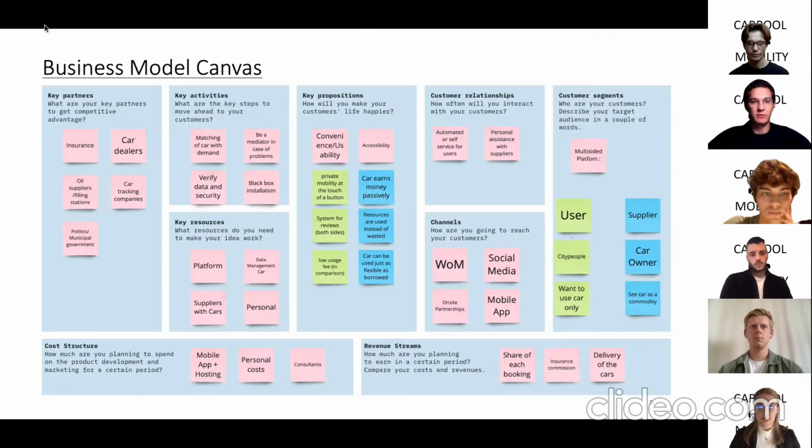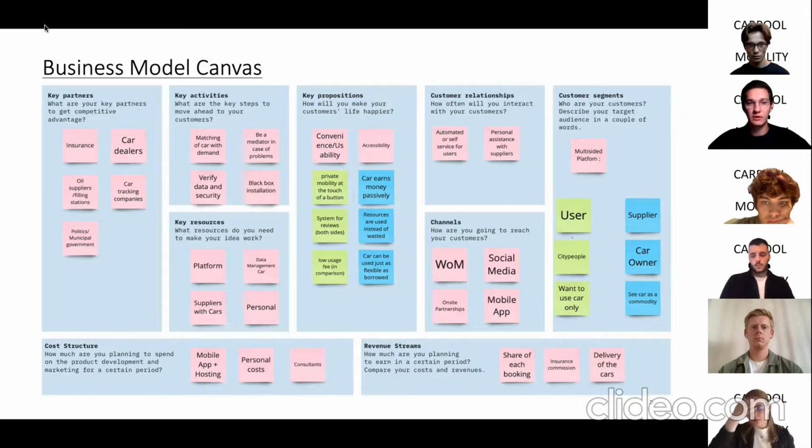Now let's dive into the business model canvas, and we'll start with the customer segments. As you can see in green, we have the first customer group because we are a multi-sided platform, which are the users that are city people who want to use a car but don't have the money for owning one or just don't want to own one. Now the other side, we have the suppliers who are car owners in the city and see their car more as a commodity than as a status symbol. For both of these groups, we have a different value proposition.